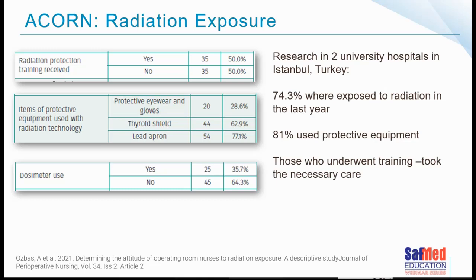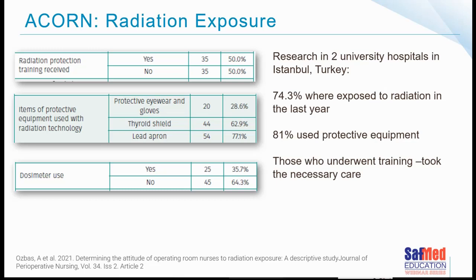What were the types of PPE they wore? Protective eyewear and gloves, 20 of them did. Thyroid shield, 44 of them. Lead apron, more people tend to use by the looks of it. Was a dosimeter used? Those results were quite surprising. Only 25 of the 70 people interviewed used a dosimeter. I thought that was a bit sad. It's my impression, and it may be right, it may be wrong, that we tend to use dosimeters well, and perhaps that's only the private practice. I'm not sure what happens in provincial practice, but those of us that are exposed to radiation should really be wearing dosimeters.